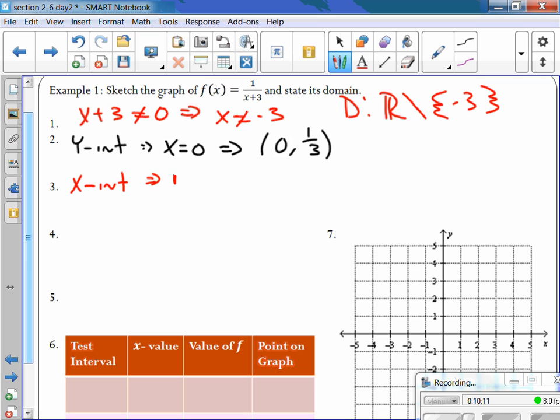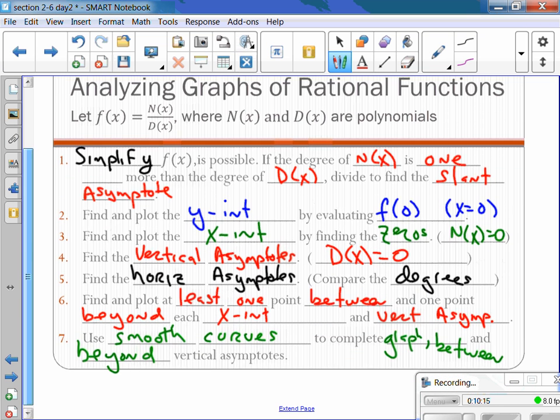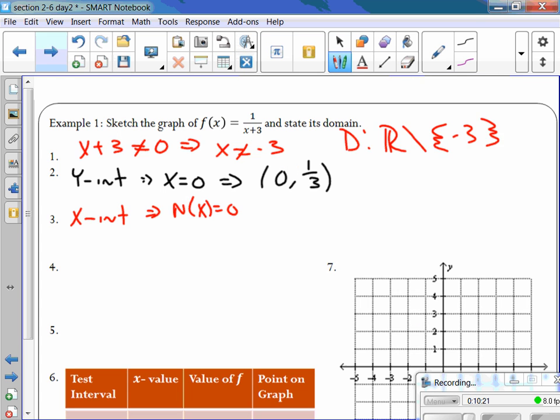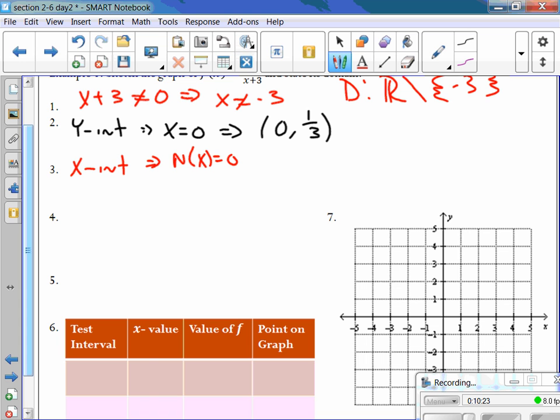Just did all this stuff right here, right? So, with our x-intercept, set the numerator equal to 0. So, when is 1 equal to 0? Never. Which tells me what? There aren't any x-intercepts.